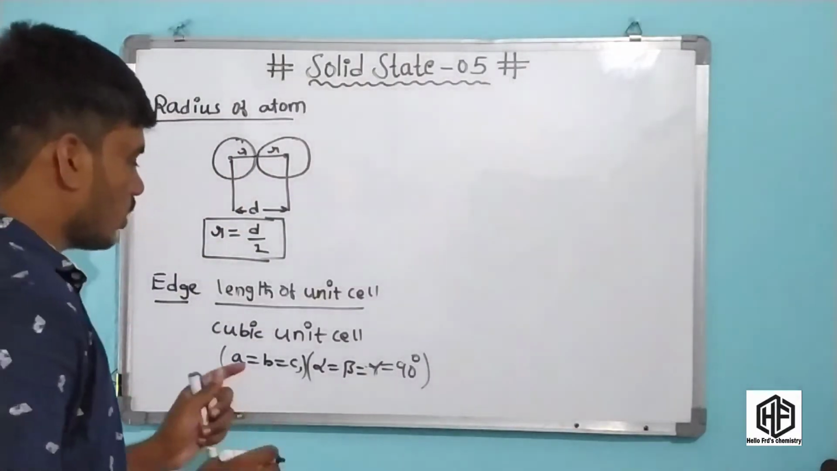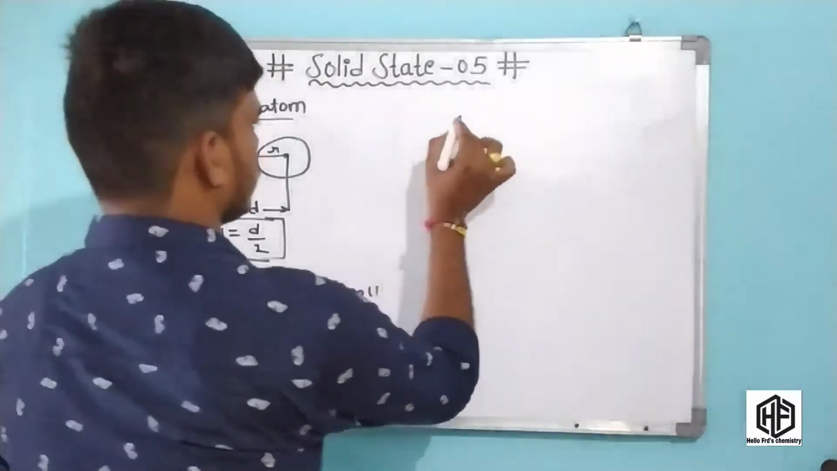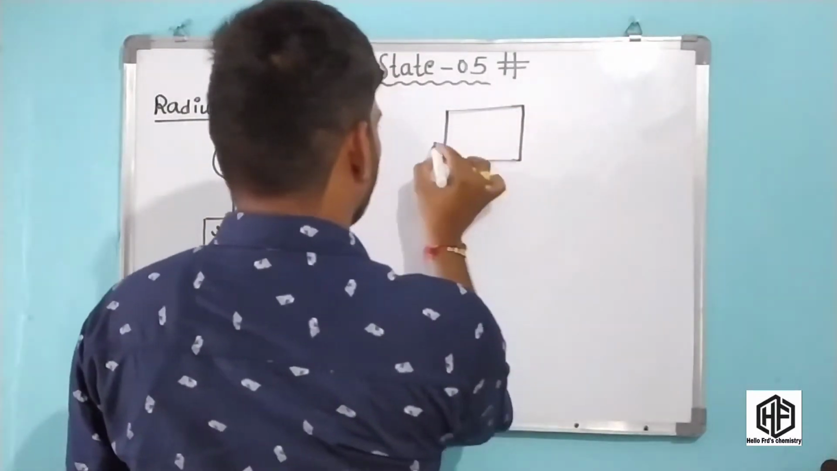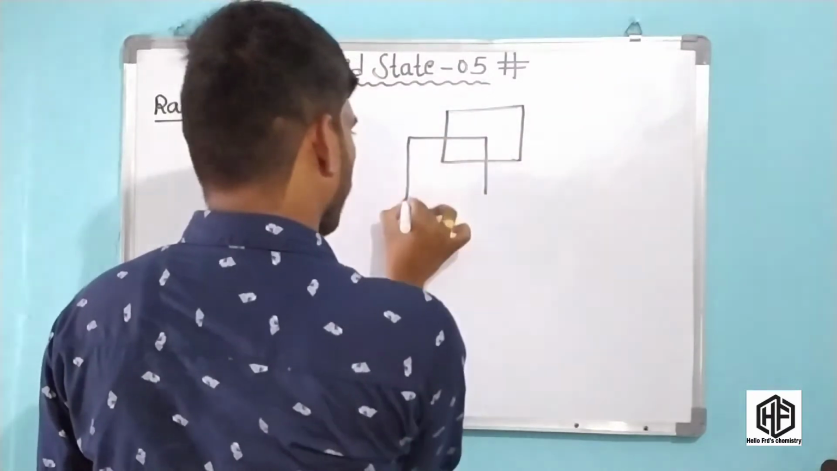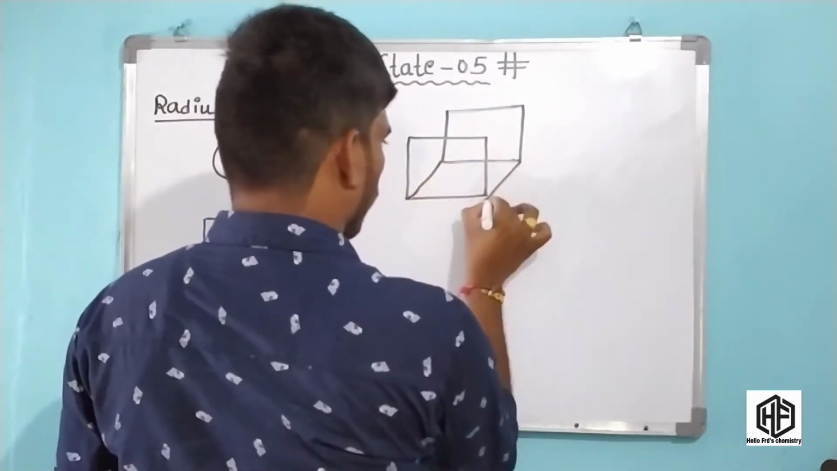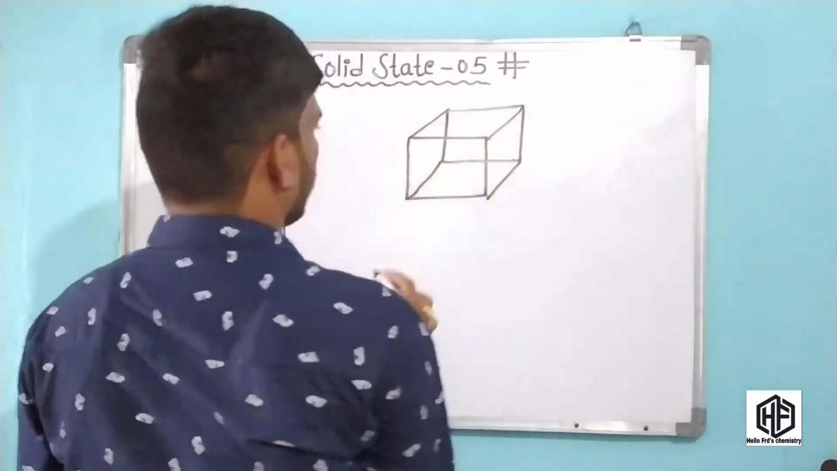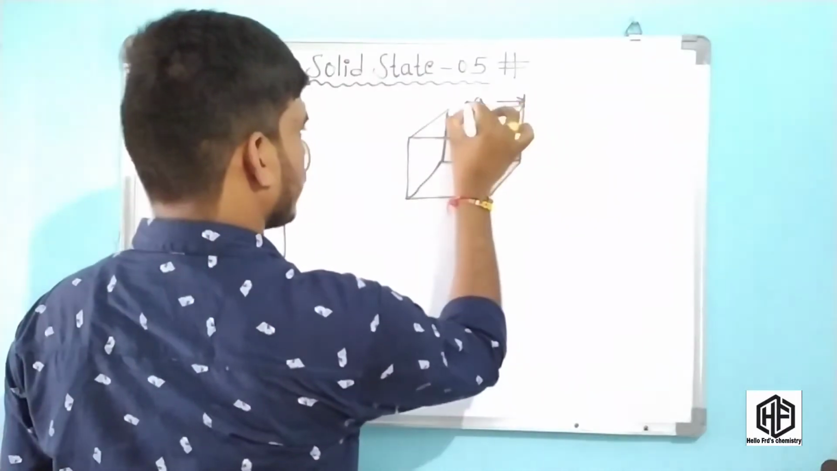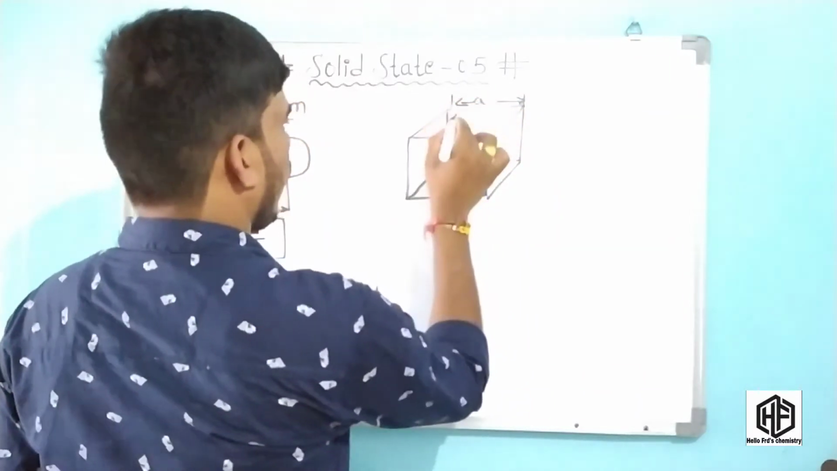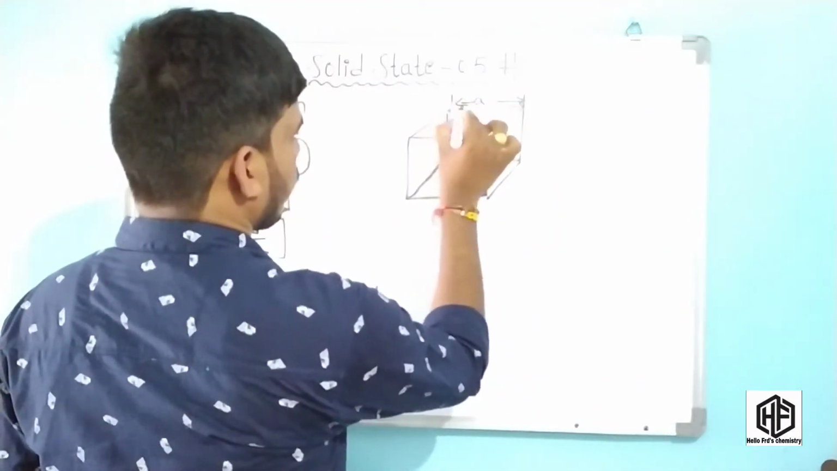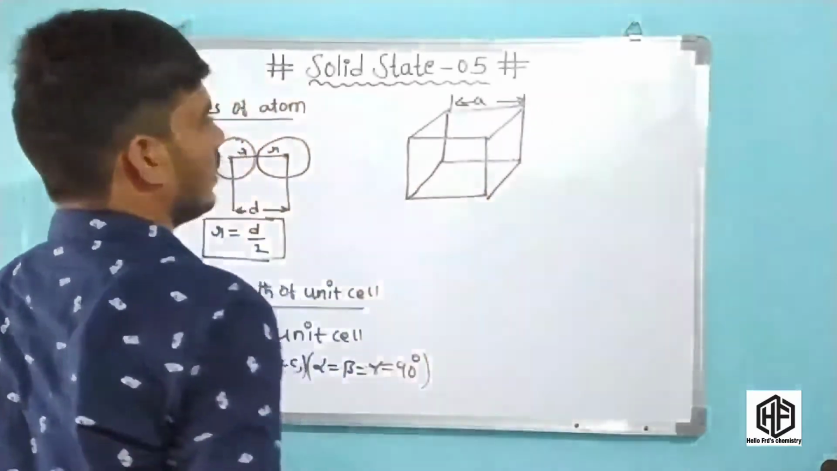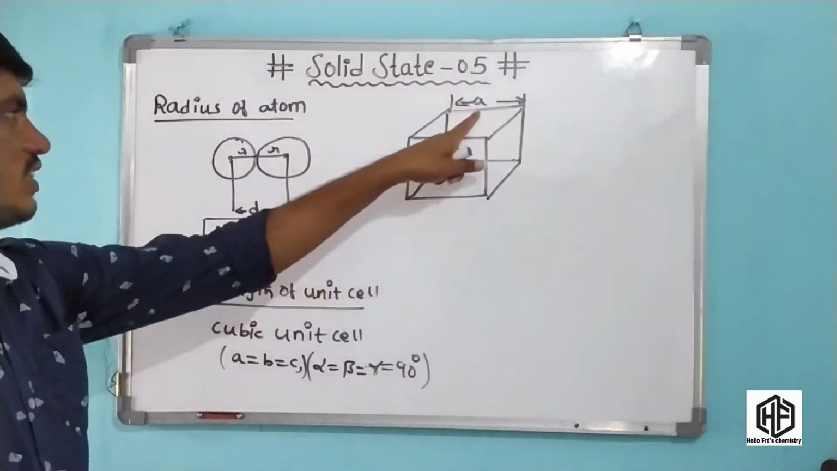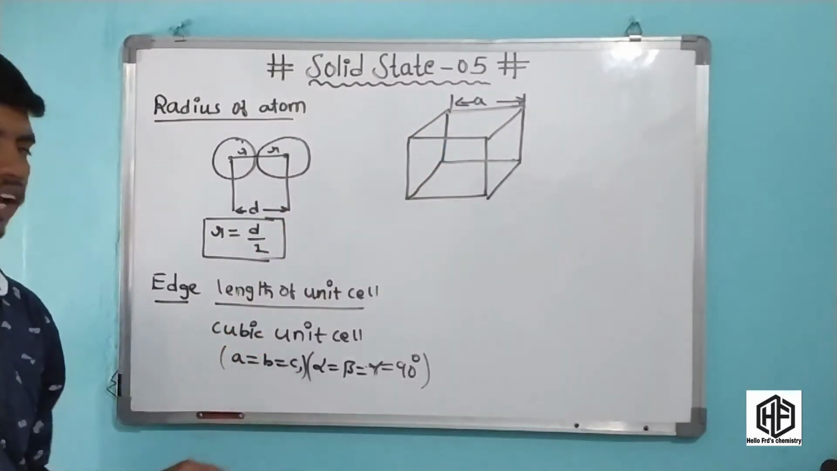Now I am drawing the simple cubic unit cell. It's like this. This is the cubic unit cell. I represent this edge length as a. Okay friends, from this point to this point is the edge length of the unit cell in a simple cubic unit cell.